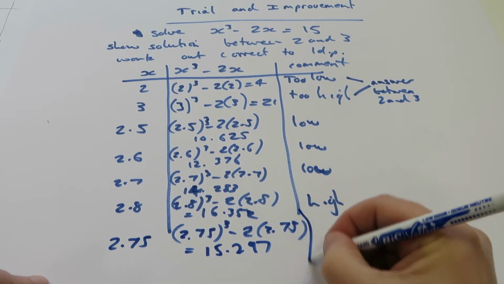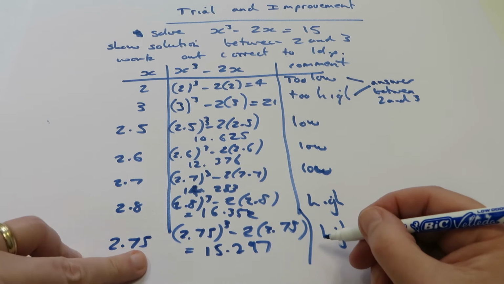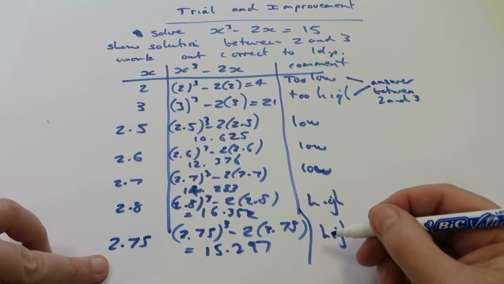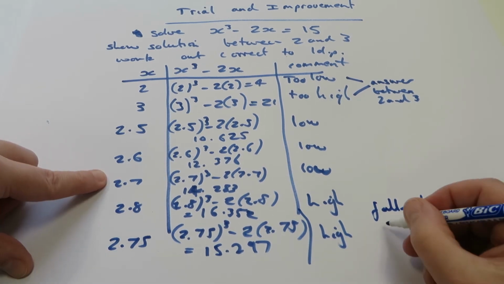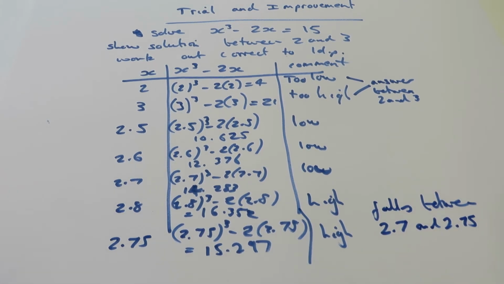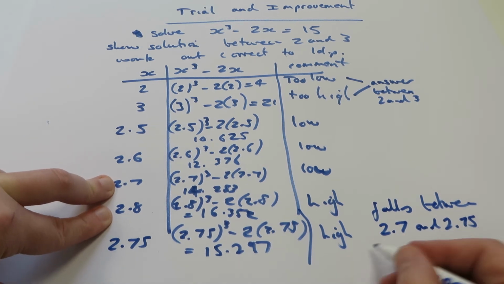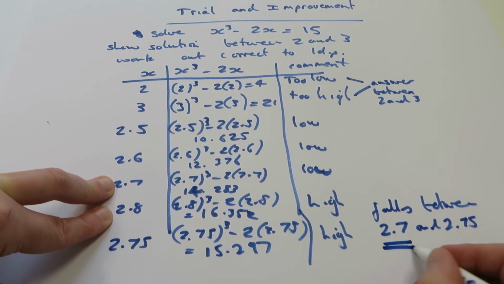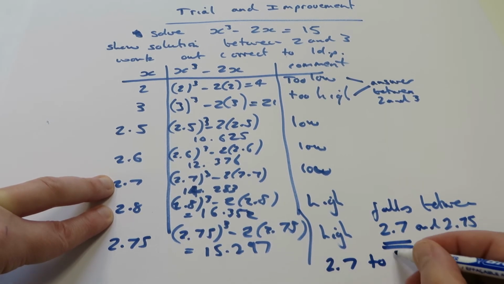15.297. Now that is high, and because that is high, what that actually means is that 2.7 is the closest value. So it means that the value, if that's high, it falls between 2.7 and 2.75. Between 2.7, which was low, and 2.75. So if we're now looking for to one decimal place, our choices were either 2.7 or 2.8. But because it falls between 2.7 and 2.75, then our answer to this is it's closest to 2.7 to 1 decimal place.